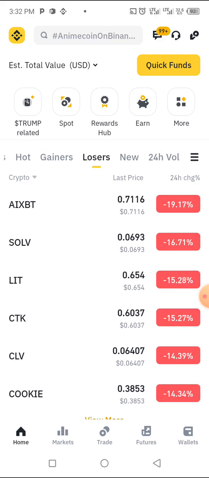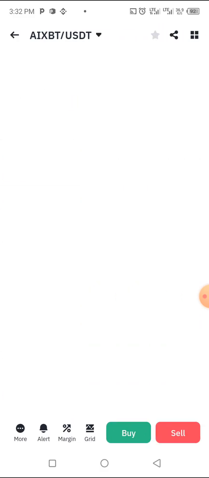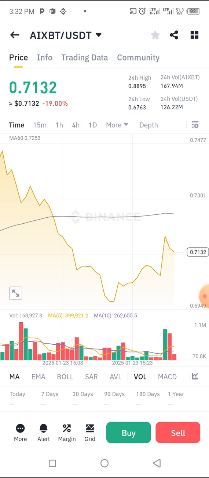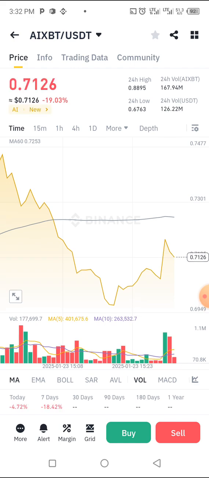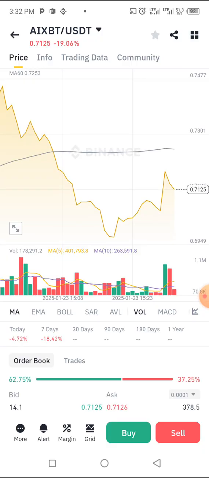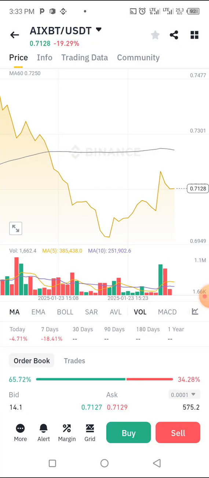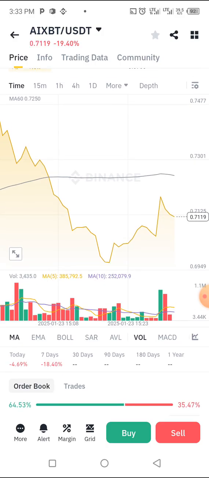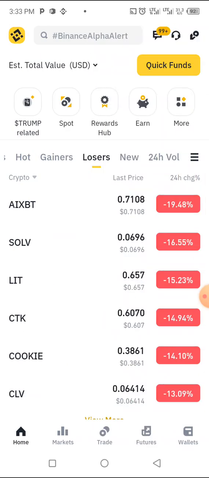I come to the loser section, then I check the coin that has lost a lot of value. Then I'll click on it. This is my strategy. I am not saying that if you do this it will work for you. Everybody has his own way of trading. So I check the previous 1 year, the 180 days. You see this coin is gradually losing value, and I've not seen that of its previous days, so I will not use this coin.